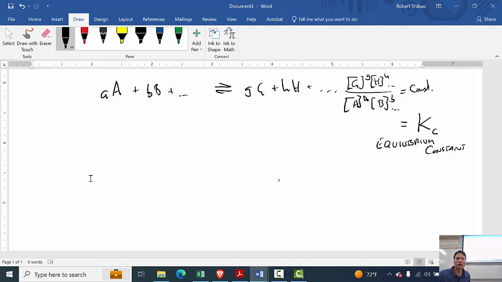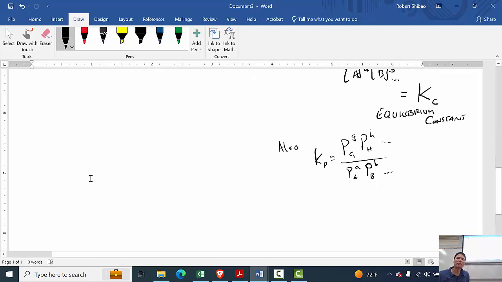We also have Kp. This is another consistent pattern. If we have gases, we could either express those in concentrations or we could express those in pressures. Pressure and concentration are proportional to each other for gases. And so we could have the partial pressure of G raised to the g power, partial pressure of H raised to the h ... over the partial pressure of A raised to the a, partial pressure of B raised to the b ... This is the equilibrium constant in terms of pressure.